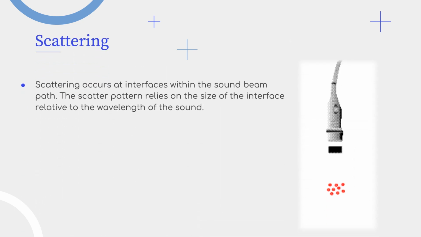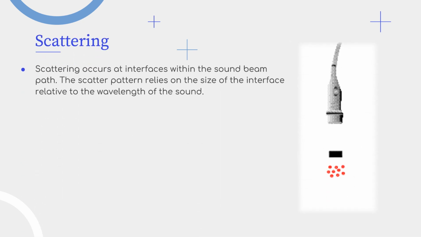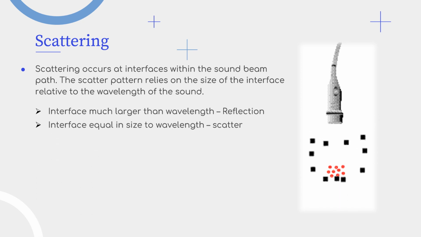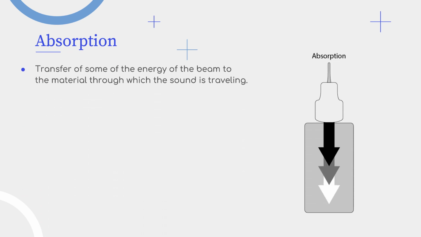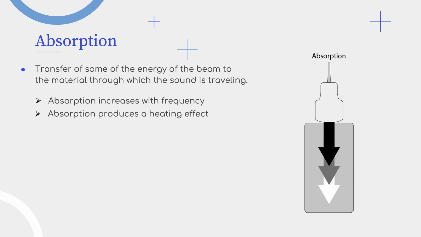Scattering. Scattering occurs at interfaces within the sound beam path. The scatter pattern relies on the size of the interface relative to the wavelength of the sound. Interface much larger than wavelength: reflection. Interface equal in size to wavelength: scatter. Absorption. Transfer of some of the energy of the beam to the material through which the sound is traveling. Absorption increases with frequency. Absorption produces a heating effect.